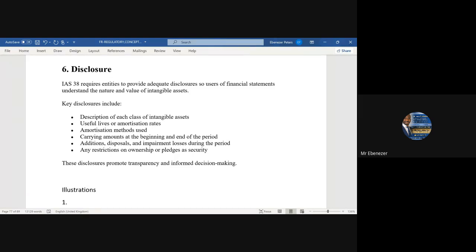Before we go into illustration, Maureen, you want to ask a question? Go ahead. Yes, sir. You did talk about two ways in the subsequent measurement. You talked about cost model and fair value model. Am I right, sir? Yes. The fair value, can it also be referred to as revaluation model? It's the same thing. Okay, sir. Thank you.